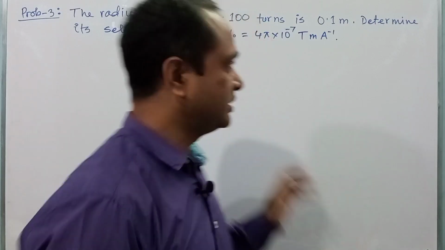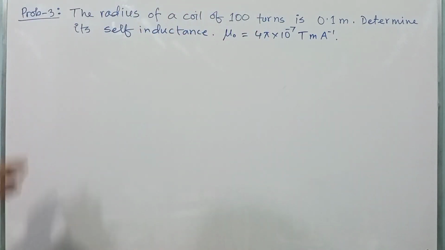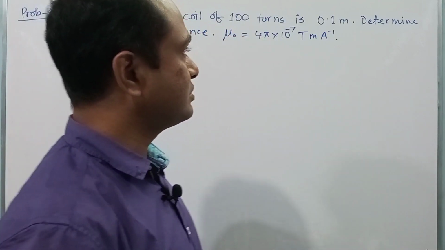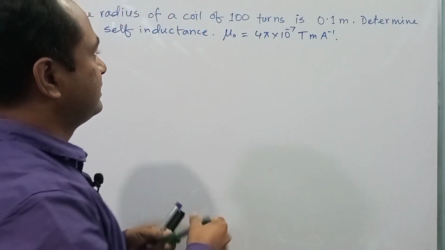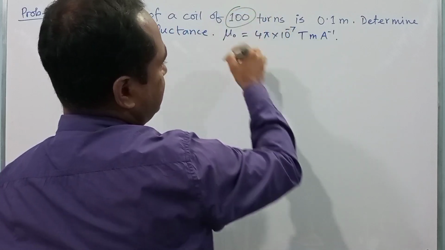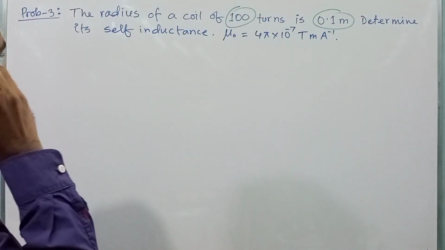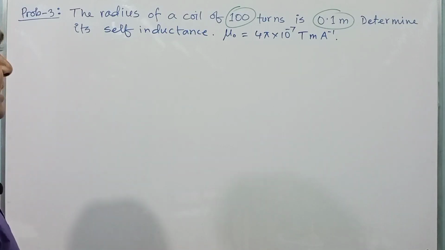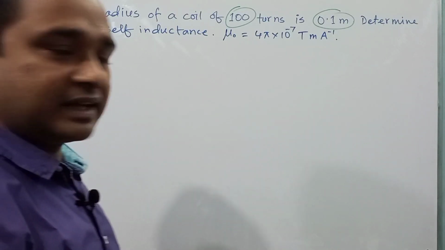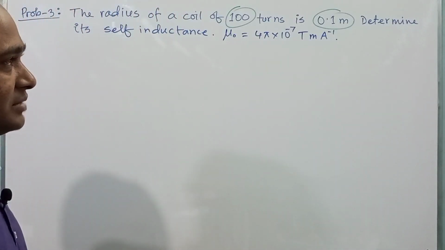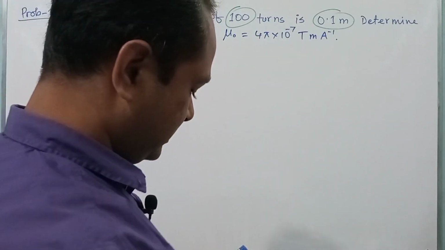Dear students, here is our third mathematical problem. They said that the radius of a coil of 100 turns is 0.1. The number of turns is 100 and its radius is 0.1 meter. So determine its self inductance, that is L. Here mu naught is equal to 4 pi 10 to the power minus 7 Tesla meter per ampere.